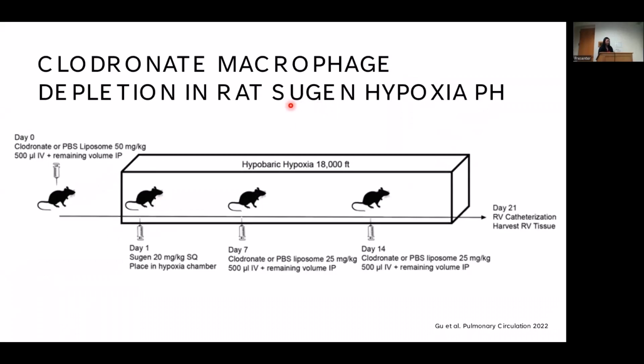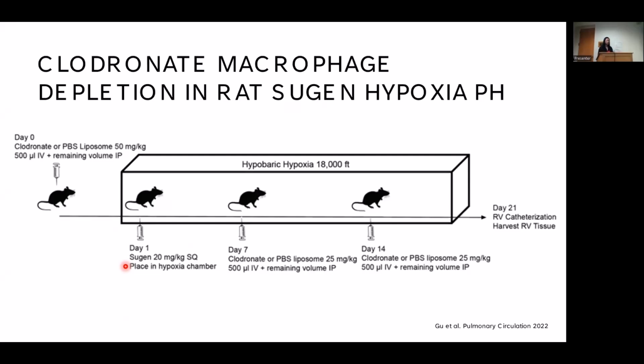So in this rat Sugen hypoxia model, I earlier did studies to ask, why do we care about these cardiac macrophages? We're characterizing them, we're looking at these different surface markers and what's increasing, but are they actually relevant? So how we studied that was to use clodronate, which in a liposomal form gets taken up by professional phagocytes like macrophages and dendritic cells and results in the death or the apoptosis of those cells.